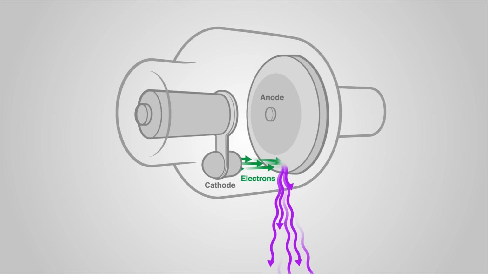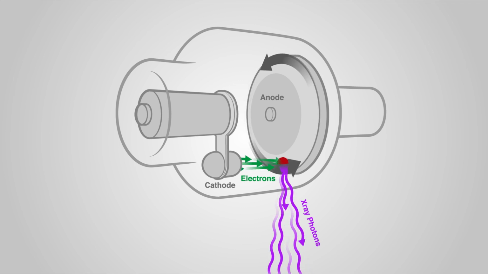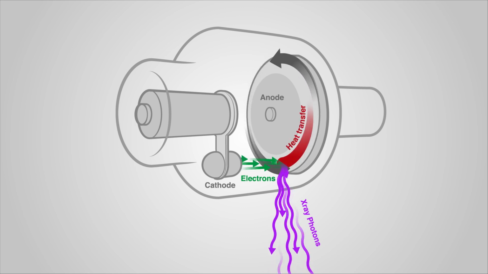Some of the energy is released as X-rays, but most is converted to heat. To prevent the anode from melting, it is continuously rotating, and so the hot spot moves away from the electron beam. It then has time to cool down before it gets back to the position in the beam of the electrons.